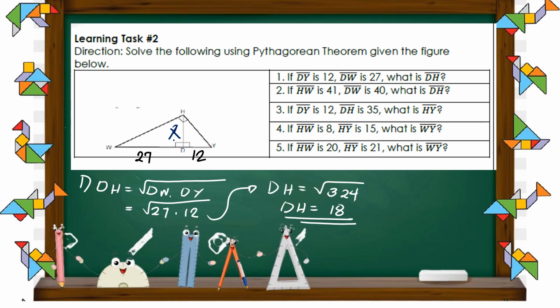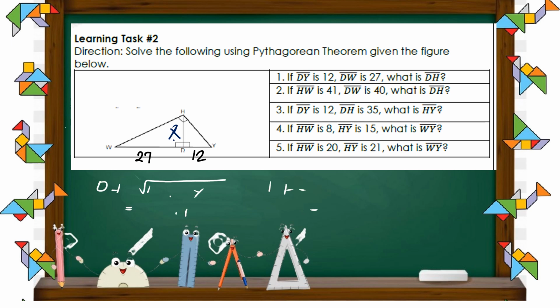I hope you got that one. Let's proceed now with number 2. Let's erase first the given for number 1. For number 2, you're given HW is 41 and DW is 40. The unknown here is the value of DH. So this is our x.